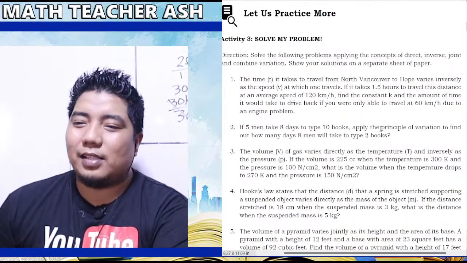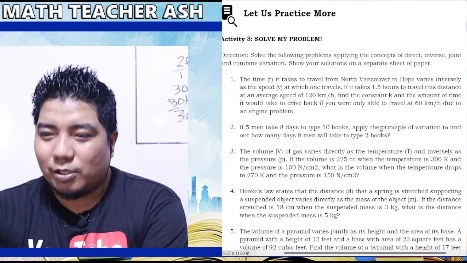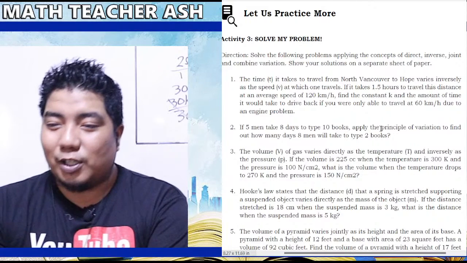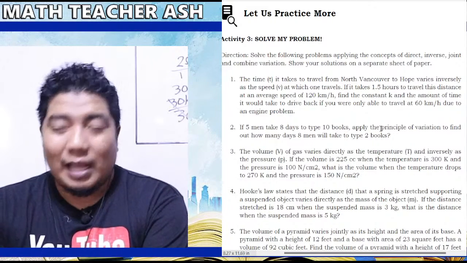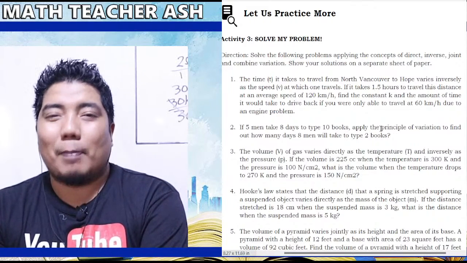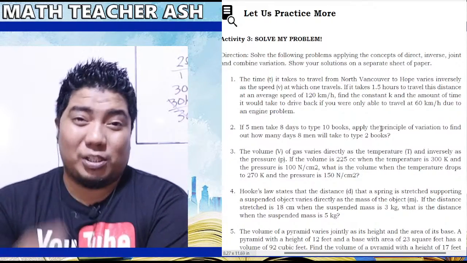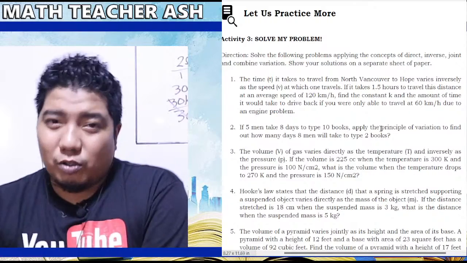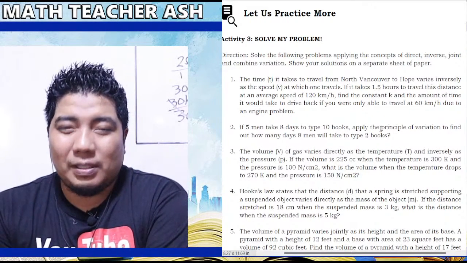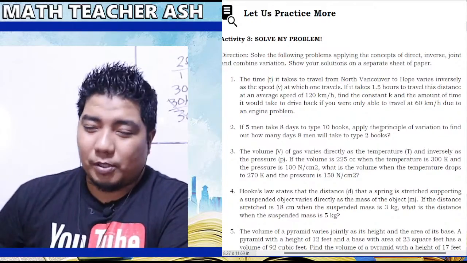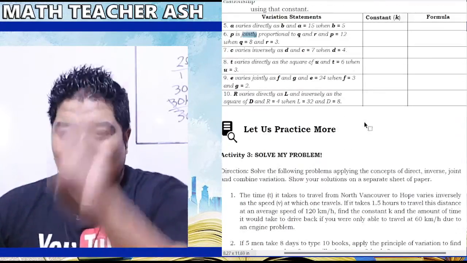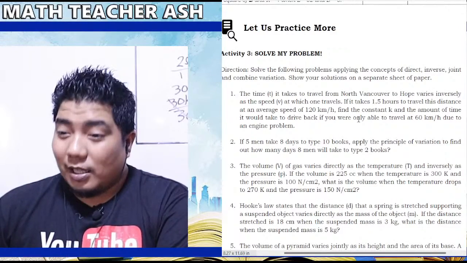Okay, next is the solve my problem. Okay, so, we have here, solve the following problems applying the concept of direct, inverse, joint, and combined. Show solution. Sinabi na dito, my dear math learners, show solution. So, ipapakita nyo talaga ang step-by-step solution. Step 1, ganito, ganyan yan. Alright. So, the same as the previous examples that have been given sa mga papers dito sa taas. Okay. So, I'll just give you an example.